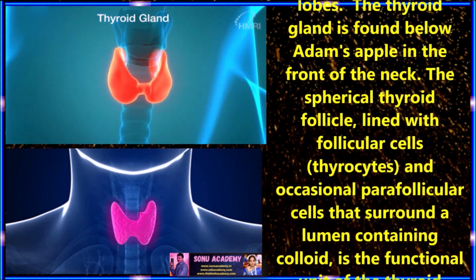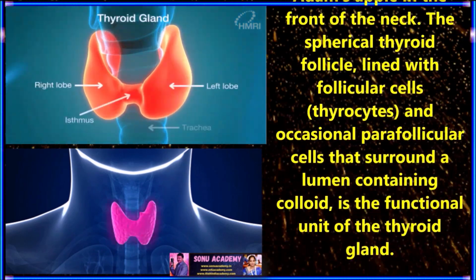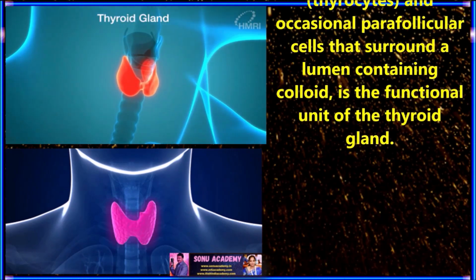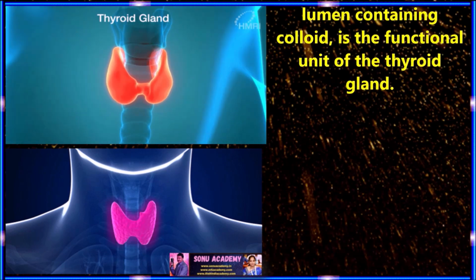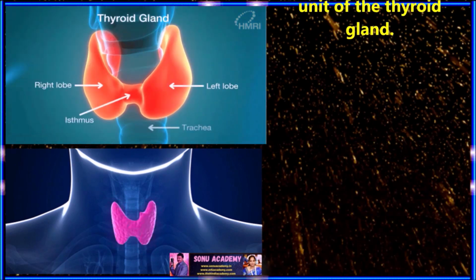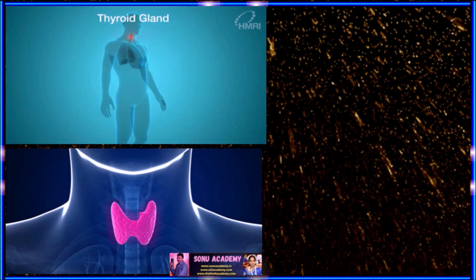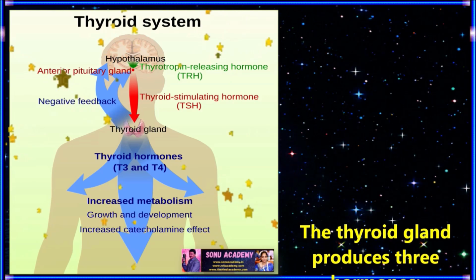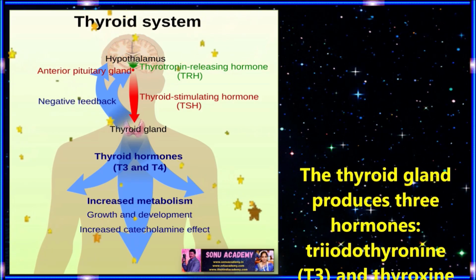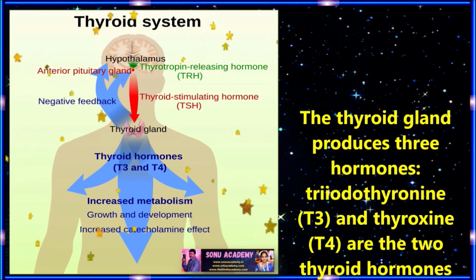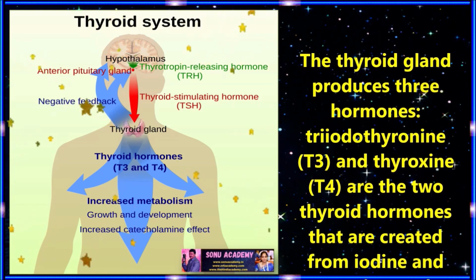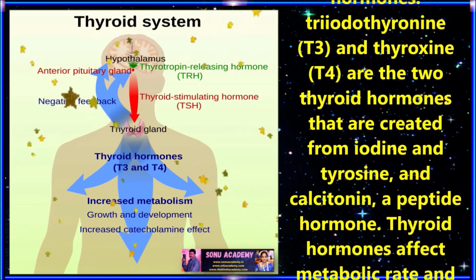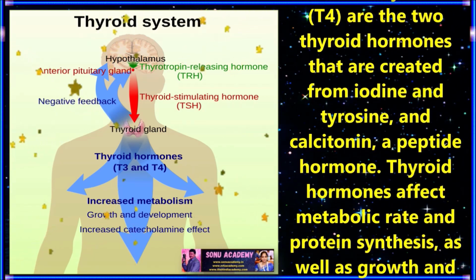The peripheral thyroid follicle, lined with follicular cells and occasional parafollicular cells that surround a lumen containing colloid, is the functional unit of the thyroid gland. The thyroid gland produces three hormones: triiodothyronine and thyroxine are the two thyroid hormones that are created from iodine and tyrosine, and calcitonin, a peptide hormone.